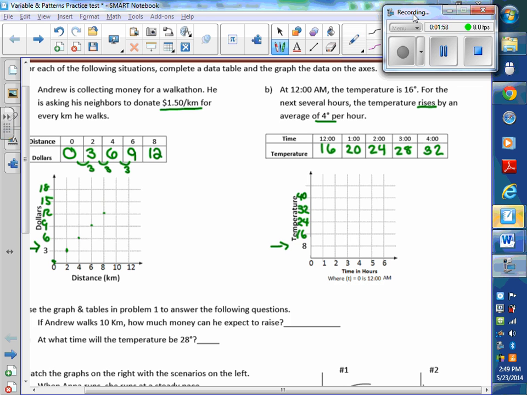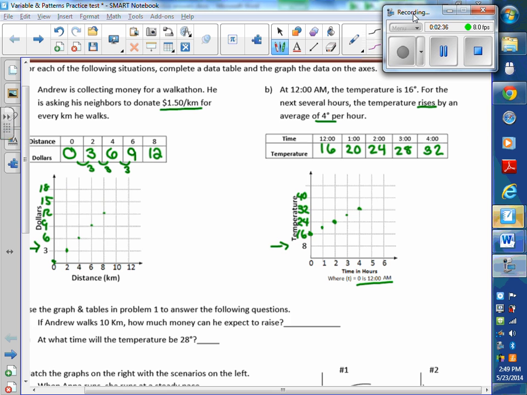So 0, it says here, is 12 a.m. So at 12 a.m. it's 16 degrees. At 1 a.m. it's 20 degrees, which isn't one of my grid marks, so I could skip to 2 a.m. and put 24 degrees. Or at 1 a.m. I could carefully think about where 20 degrees would be, and it'd be right in between. Okay? So at 4 a.m. it's 32 degrees, so it's rising steadily. So right there. Or I could skip, or I could go back and say it would be halfway in between.